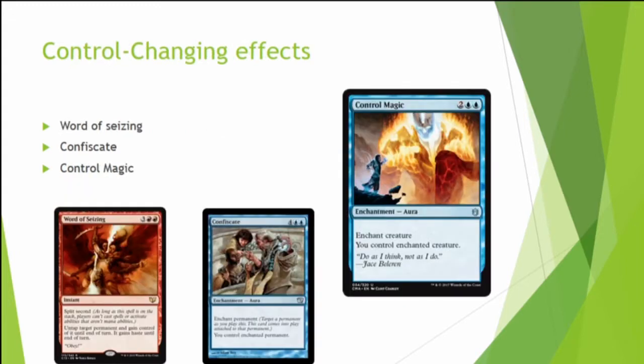Okay. Control changing effects. Basically anything that says you control enchanted permanent, enchanted creature, whatever. I threw some up on the board, and for every one of these I'm going to try to put up some examples so everybody can get a feel for what kind of cards I'm talking about, if you didn't already know. Control Magic's probably one of the most iconic. I remember playing with it around 4th edition, 5th edition, so 95-ish, 96.